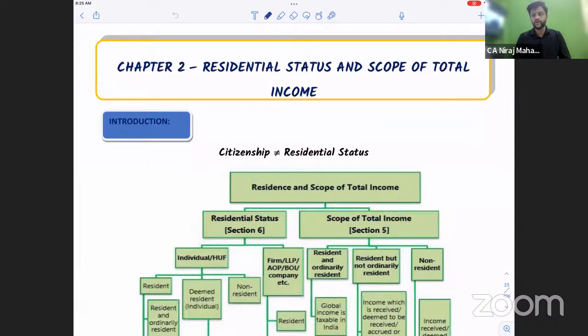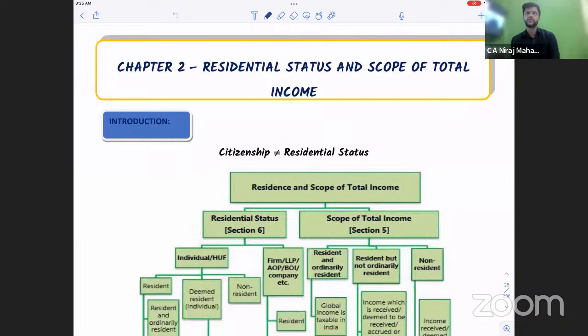So the first chapter is already over. Whenever a chapter is over, you should be completely done with it. Completely done means what? You should be revising it regularly, on a daily basis. Finish reading again from our study material and also the ICAI study material. You should cover it completely.